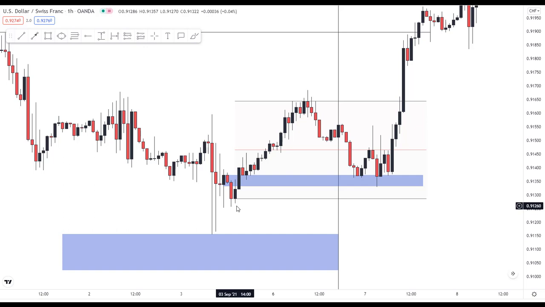Now, if you used this area, you'd be more on point, and you would perhaps use your low. This would have been your stop. That would have been for 9 pips or 7 pips, or if you use just the body of the candle, 8.5 pips.